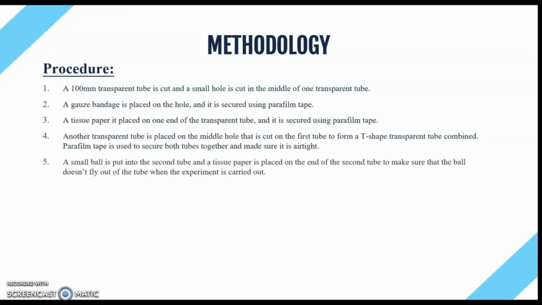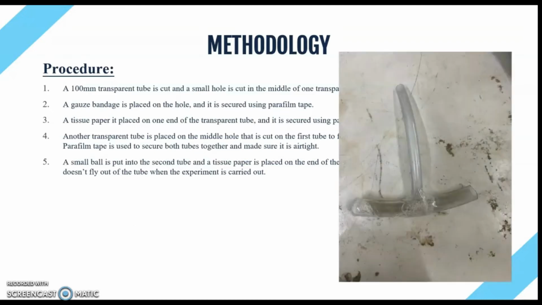A small ball is put into the second tube and a tissue paper is placed on the end of the second tube to make sure that the ball doesn't fly out of the tube when the experiment is carried out. This is how the T-tube is going to look like.